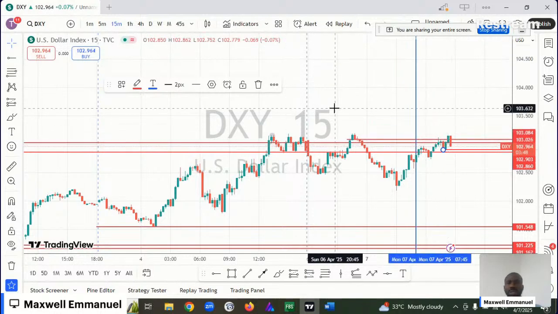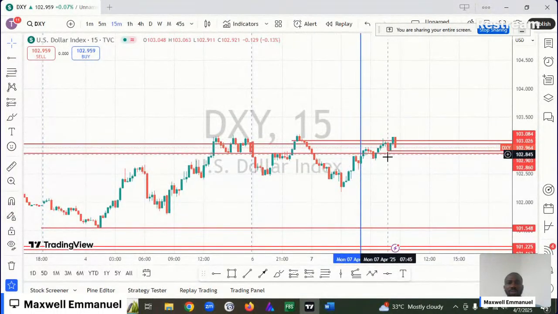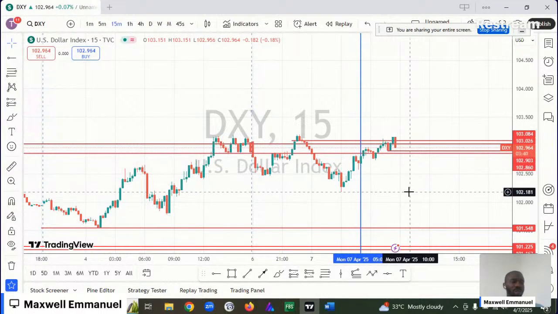That's my take on DXY. If a 1 hour candle closes below the low of this candle, or 15 minutes closes below this support, that will be the right time to sell DXY.